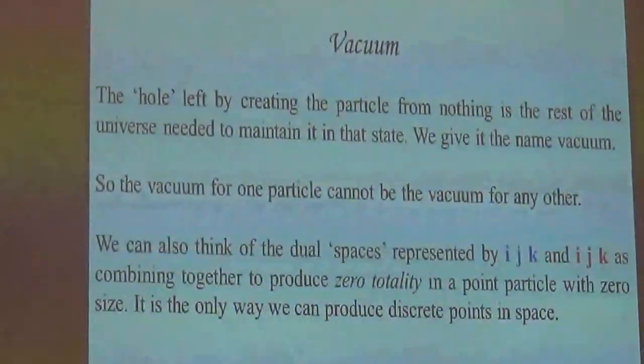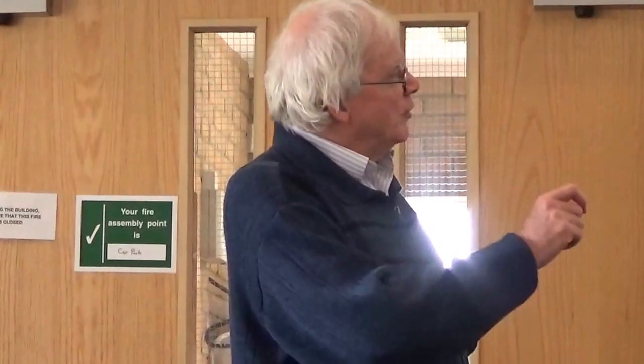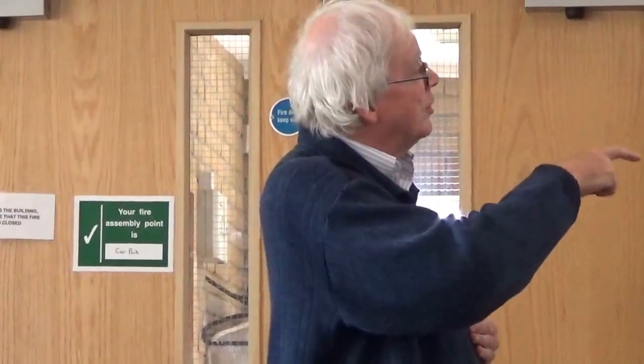So we can think of the dual spaces, RJK blue and RJK red, as combining together to produce zero totality in a point particle, as I mentioned earlier, with zero size, zero norm, Pythagorean addition to zero. And this is the only way we can produce discrete points in space. This is what I've already mentioned.